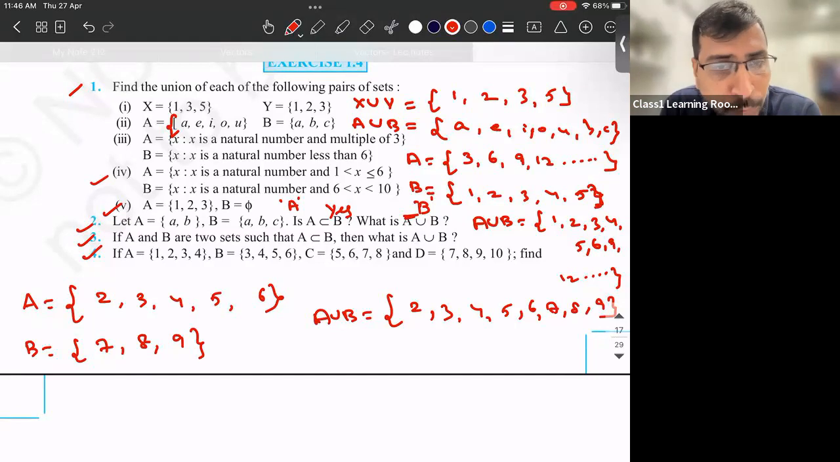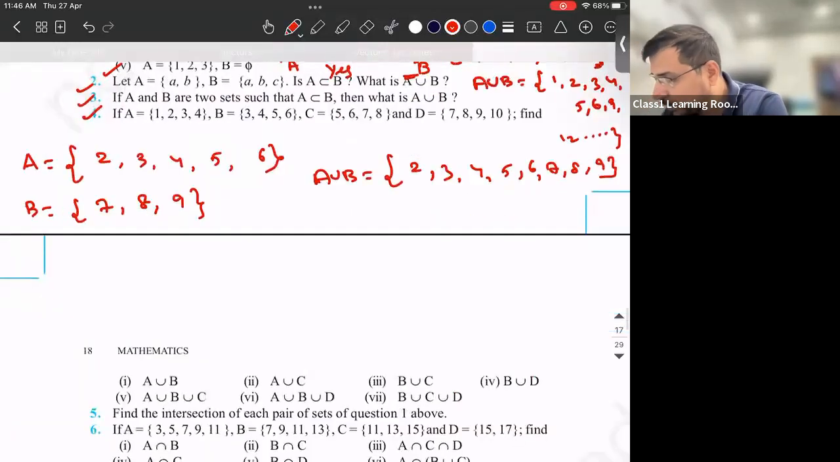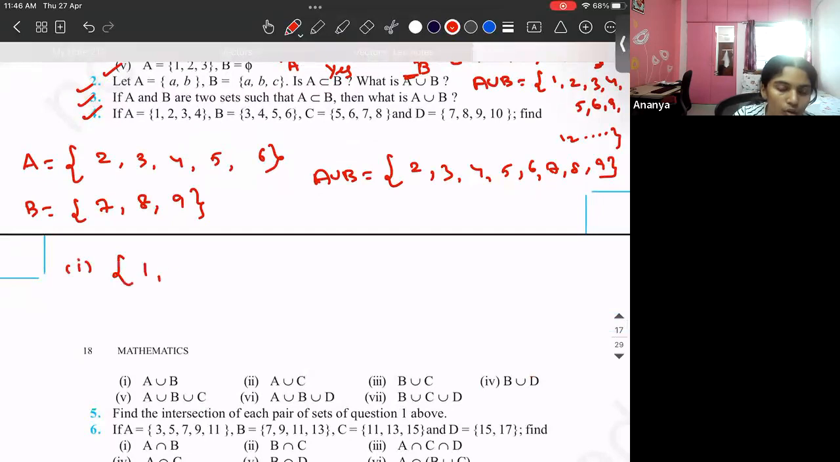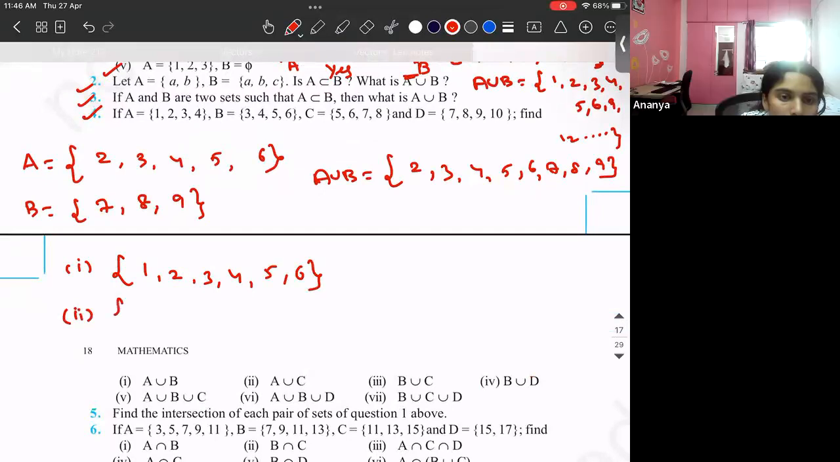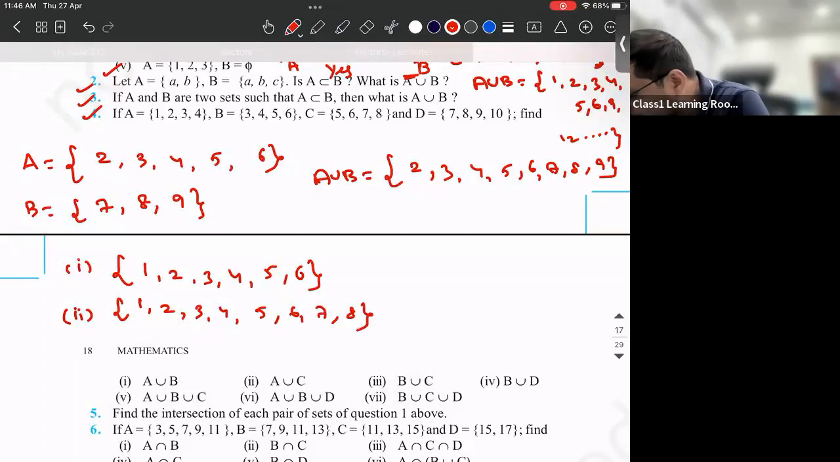Ananya, tell me. So A is 1, 2, 3, 4, B is 3, 4, 5, 6, C is 5, 6, 7, 8, and D is 7, 8, 9, 10. Find, what are they asking? A union B. 1, 2, 3, 4, 5, 6. Second, 1, 2, 3, 4, 5, 6, 7, 8. Correct. Okay. B union C.